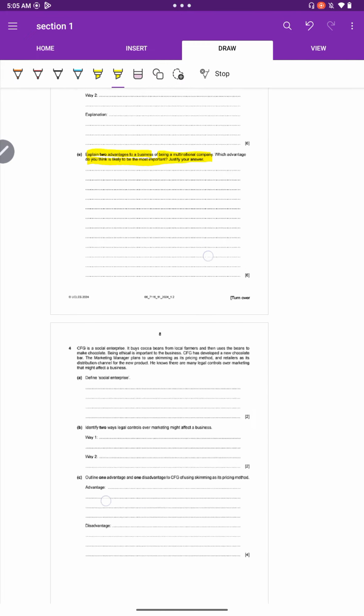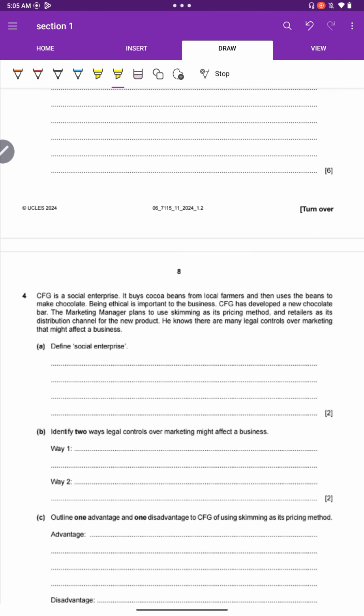So now let's read the fourth question. CFG is a social enterprise. It buys cocoa beans from local farmers and then uses the beans to make chocolate. Being ethical is important to a business. CFG has developed a new chocolate bar. The marketing manager plans to use skimming as its pricing method and retailers as its distribution channel for the new product. He knows there are many legal controls over marketing that might affect a business.